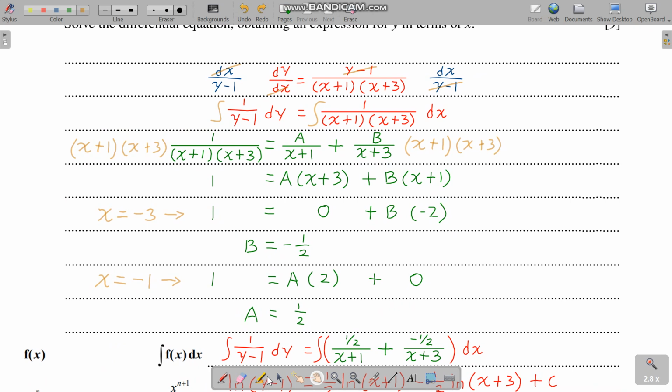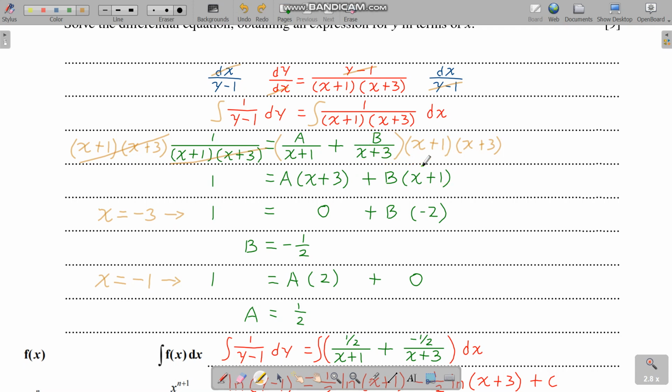So for this form, x plus 1 x plus 3, we have to use something over x plus 1 plus something over x plus 3. We multiply both sides by the denominator. On the left they cancel out, we have only the numerator 1. On the right, when we multiply, we cancel out x plus 1, we have a times x plus 3, and when we multiply the second term, cancel out, we have b times x plus 1.